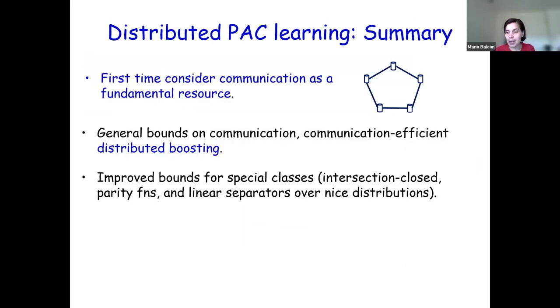To summarize this part of the presentation: once we have distributed learning, communication becomes a key resource, and you might want to design algorithms that are not only label efficient and computationally efficient, but also minimize communication. Interestingly, you can get very generic distributed boosting implementations that lead to an exponential improvement over baselines in the amount of communication you need to learn. And you can even do better in special cases by exploiting the local structure.